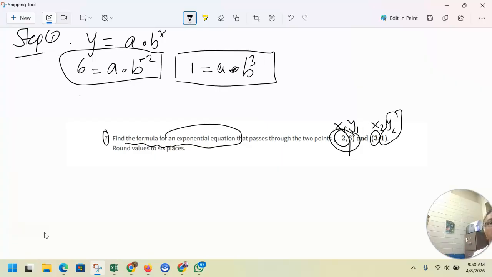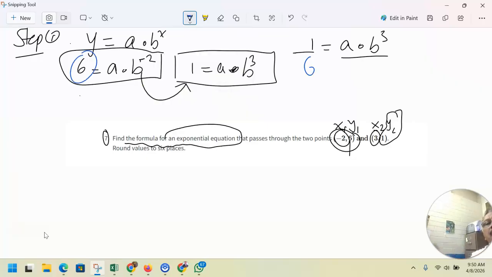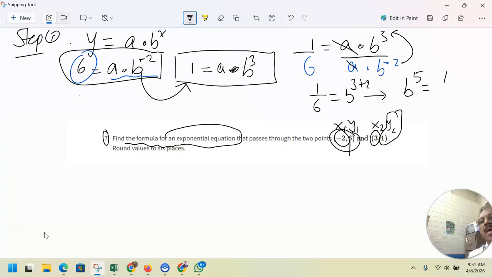So now you have to divide this over this. That means you write the second equation first, and divide both sides by the first equation. This 6 will go down, and this piece will go down here. On the left side is 1/6. We can cross out this A. We can bring this up here, right? B is 3 plus 2 by using the quotient of power formula. So this means B raised to 5 is 1/6.